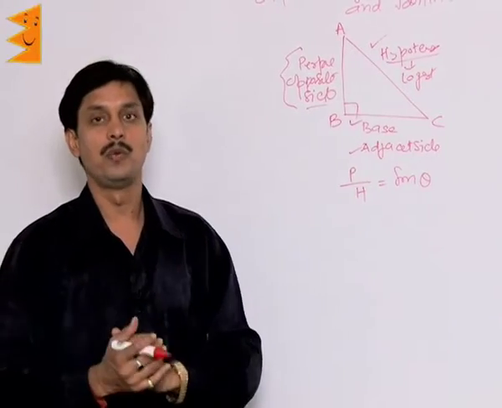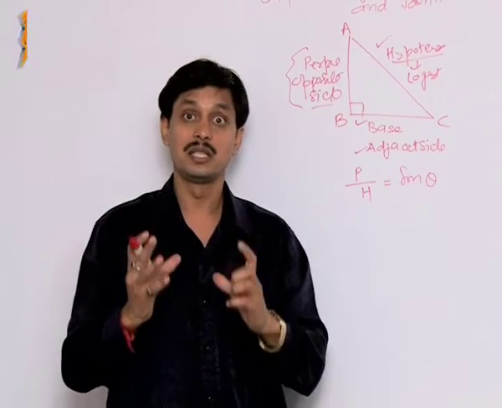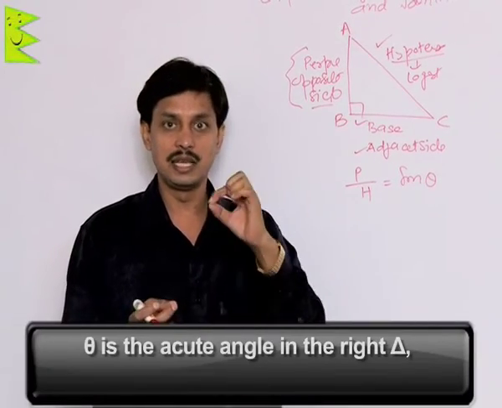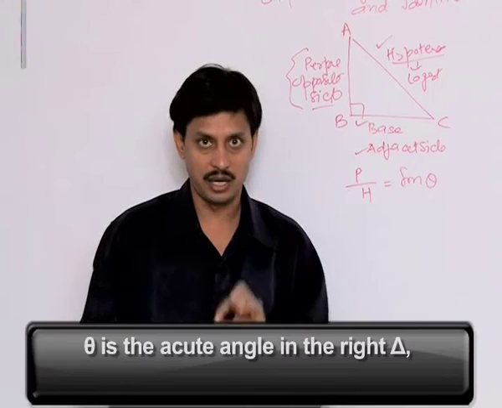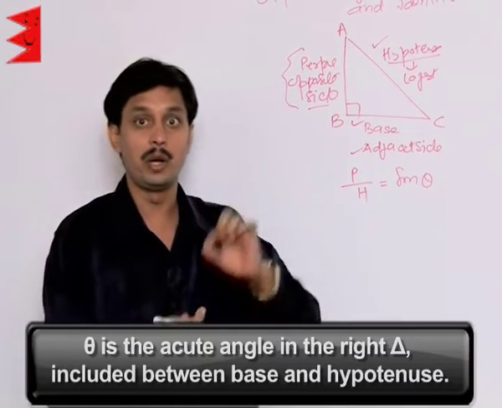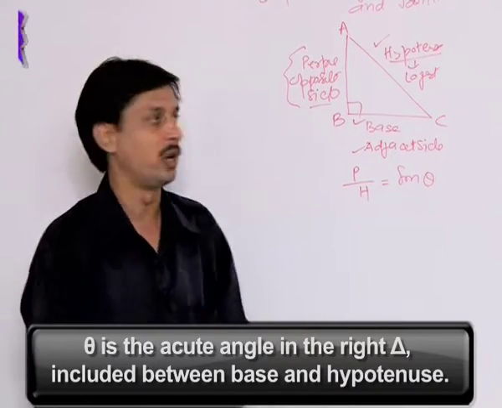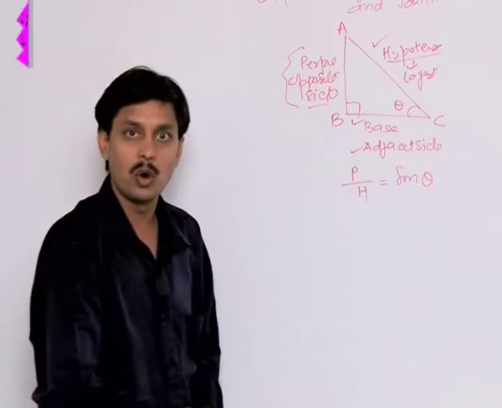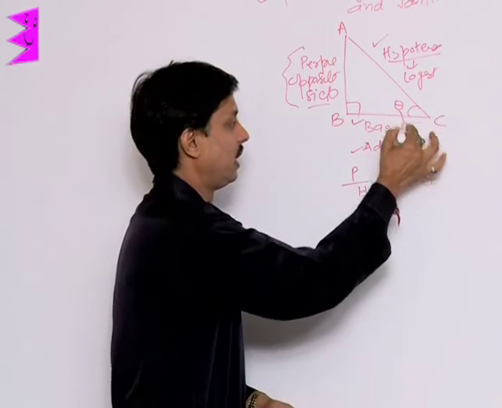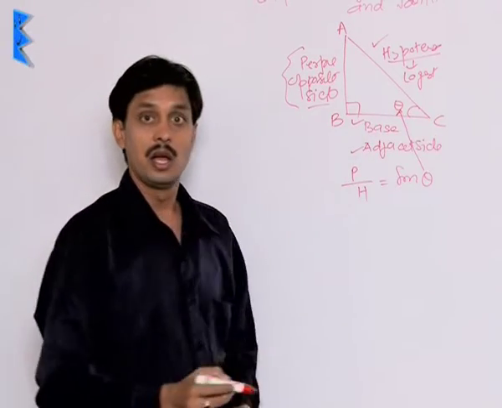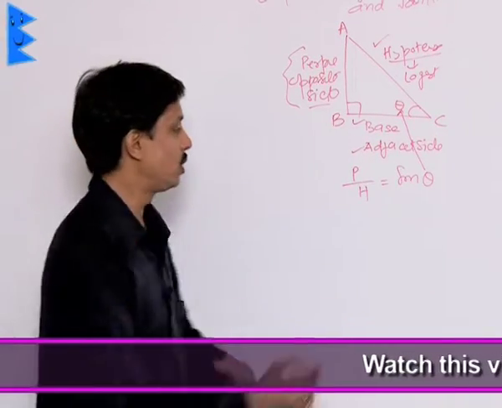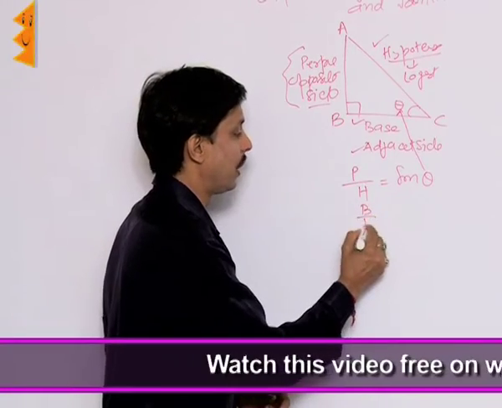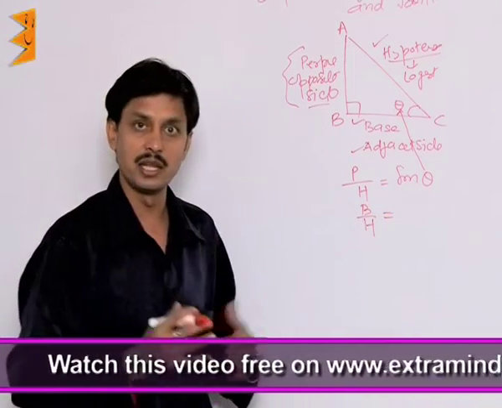Now big question for you, what is this theta? Theta is the acute angle in the right triangle included between base and hypotenuse. So at point C, whatever angle is formed has to be mentioned by theta. If I take the ratio of base and hypotenuse, it is another ratio.